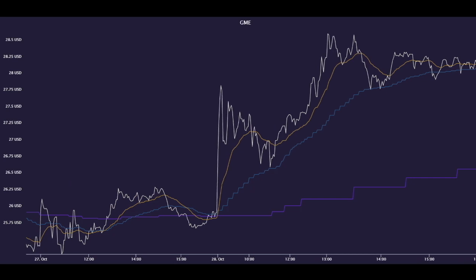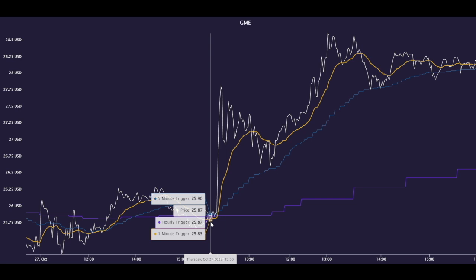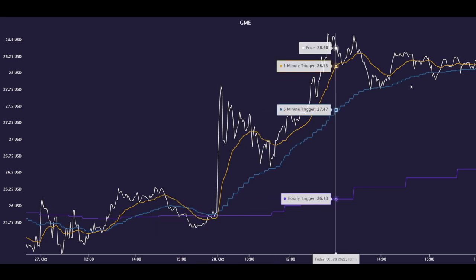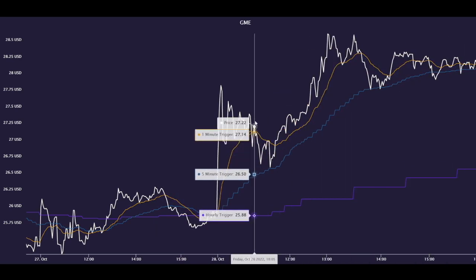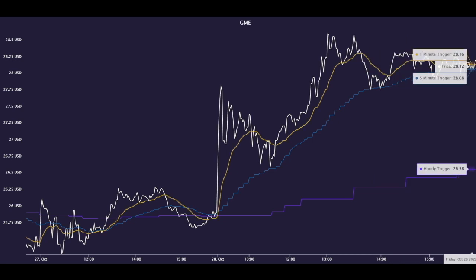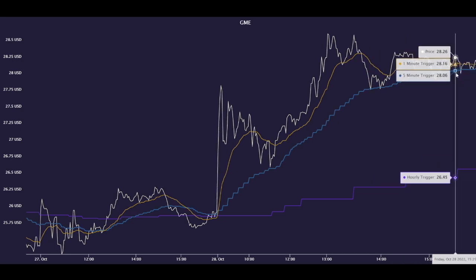If you have calls expiring, let's say it was a Tuesday that this move happened, and you have calls expiring Friday or next Friday, there's no reason to ever get out because the only time you need to sell your position is once the 1-minute trigger crosses below the 5-minute trigger. Once that happens, you're probably done.